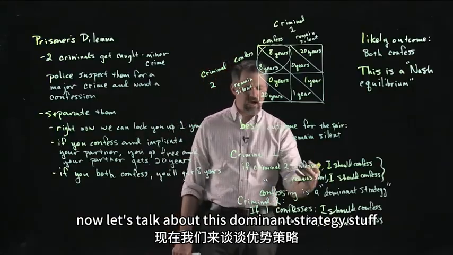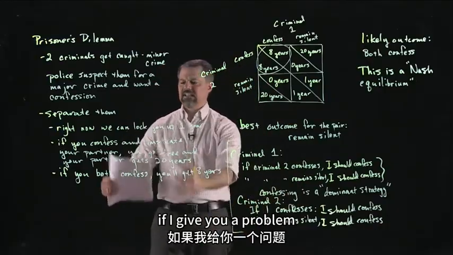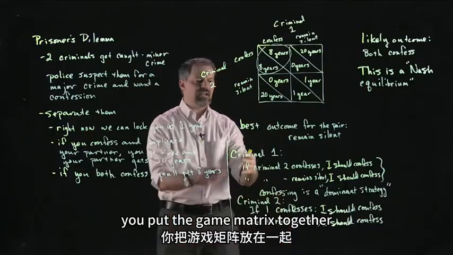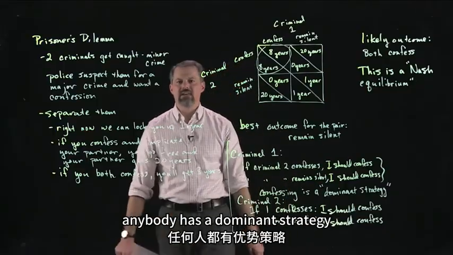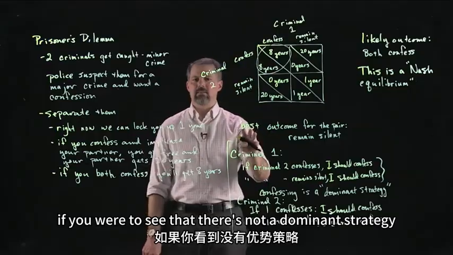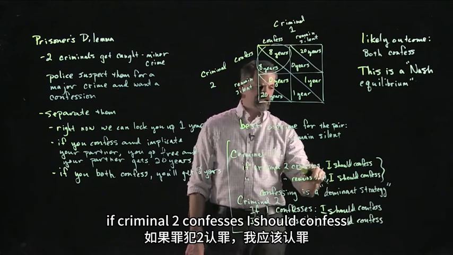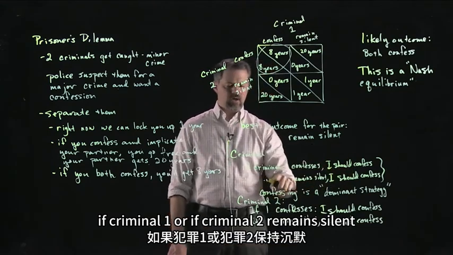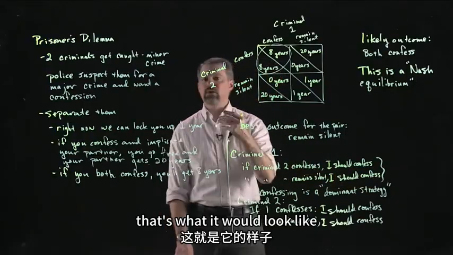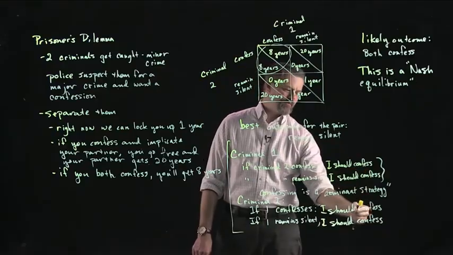Now let's talk about this dominant strategy stuff. This is how you solve one of these problems. If I give you a problem and it would be set up like this, you put the game matrix together and then you figure out whether or not anybody has a dominant strategy. If you were to see that there's not a dominant strategy, then here's what it looks like. If criminal 2 confesses, I should confess. If criminal 2 remains silent, I should remain silent. That's what it would look like if there was not a dominant strategy. These two things would be different.